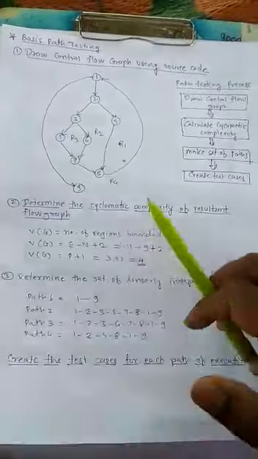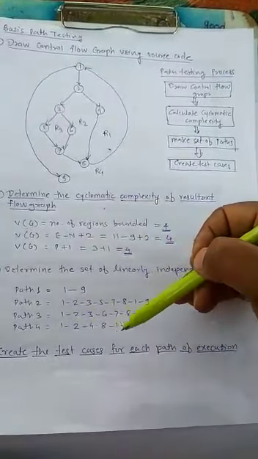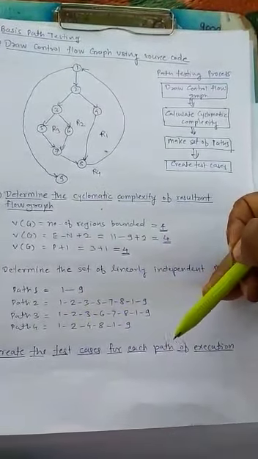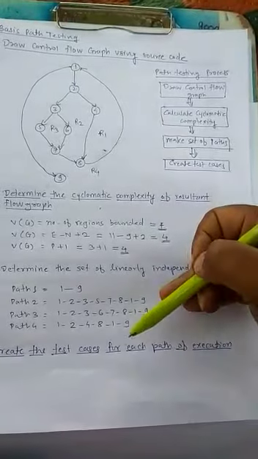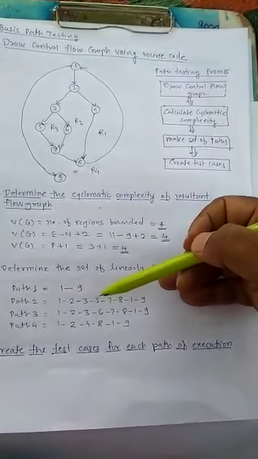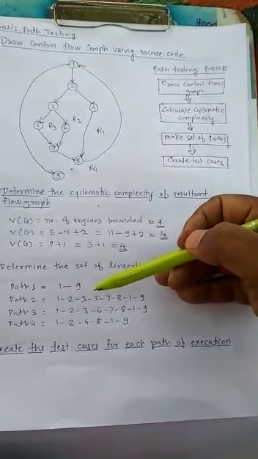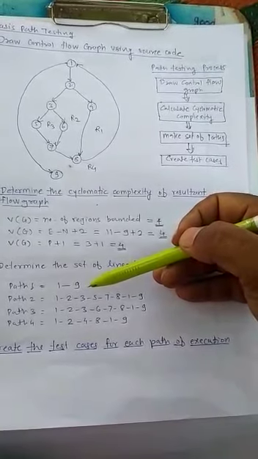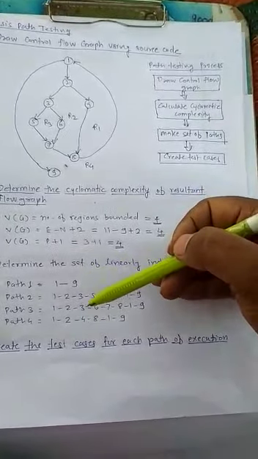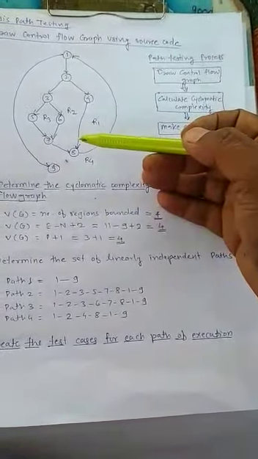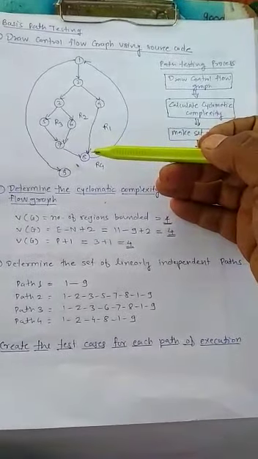The last step is to create the test case for every possible path of execution. That means we have to create 4 test cases, one test case for every path in this flow graph. This is all about basis path testing.